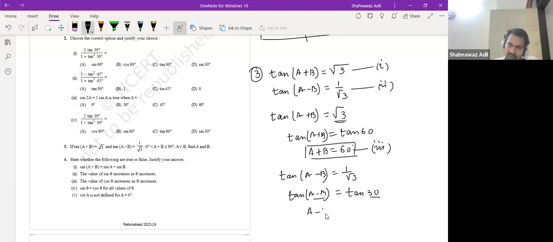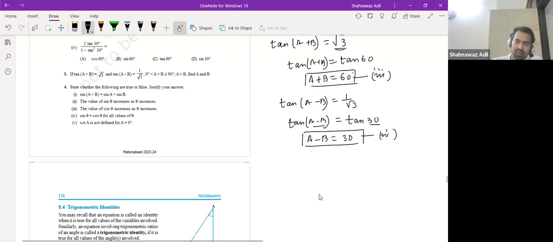So A minus B is 30. We have two unknowns, A and B, and we have two equations, right? So we can solve these. A minus B is 30 and A plus B is 60. So, elimination method, right, guys? What should we do, add or subtract? We can do both, right? So let us add first. Add these two equations.